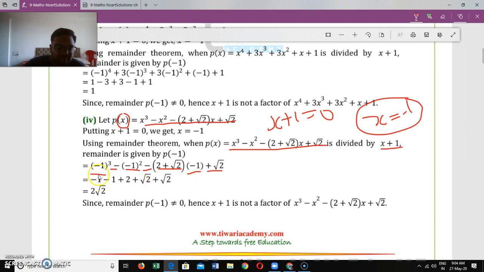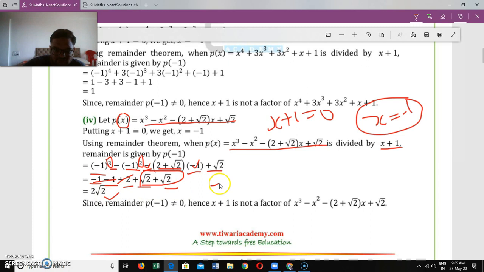in the given polynomial, and then we simplify. Minus 1 cube will give you minus 1, since we have the odd number. We have here an even number, this will become plus 1 into minus 1 will give you again minus 1. This minus and this minus will turn to plus, so this will become plus 2. And here this will become again plus root 2 when we open the bracket, and this plus root 2. So we are left with minus 1 minus 2 and plus 2 cancel. We are left with 2 times root 2, so we'll get 2 root 2.